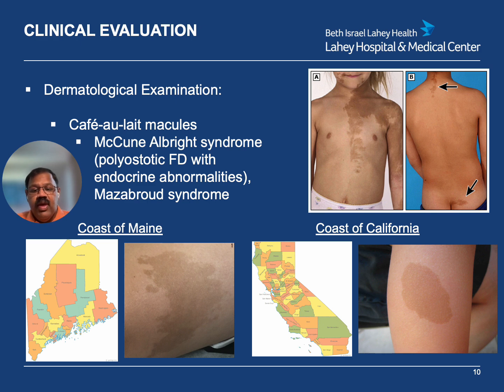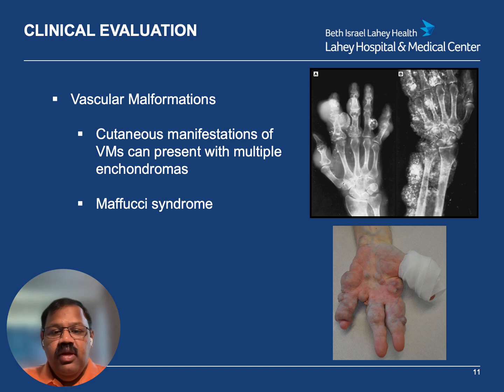Whereas a coast of California macule is one that has a more smooth border and smoother coast, and there aren't as many incoves or jaggedness, if you will, to the transition between normal skin and the macule itself. And that smoother transition is referred to as a coast of California spot, which is associated with neurofibromatosis type 1.